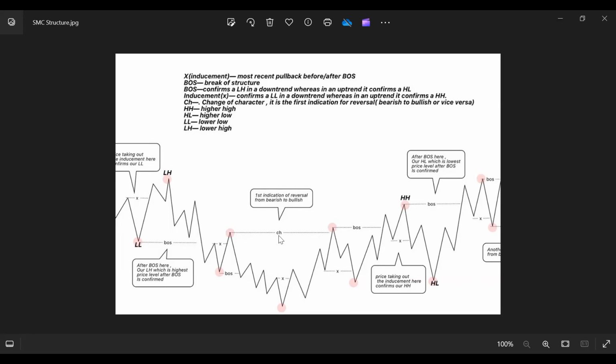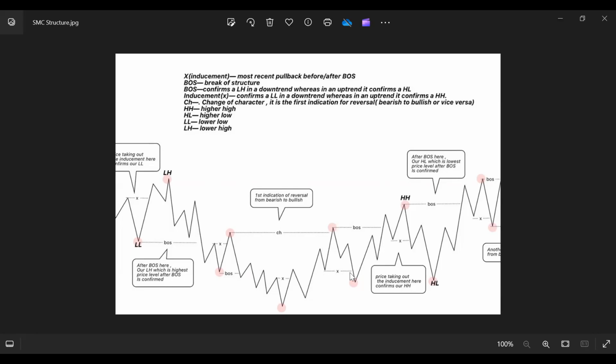At the moment, our trend was bearish and our structure was also bearish. But this time our structure broke to the upside. It means our structure is now bullish, but our trend was still bearish. So it's an indication that our trend is about to turn bullish as well.